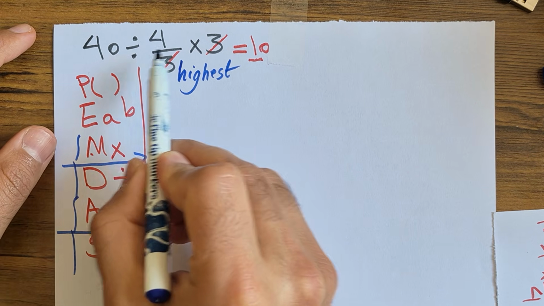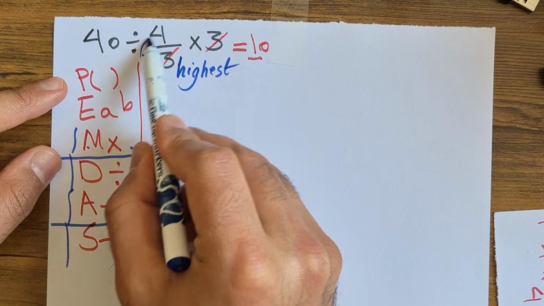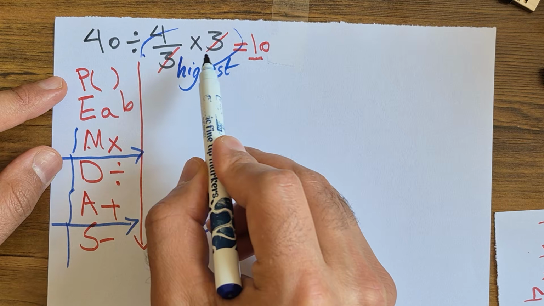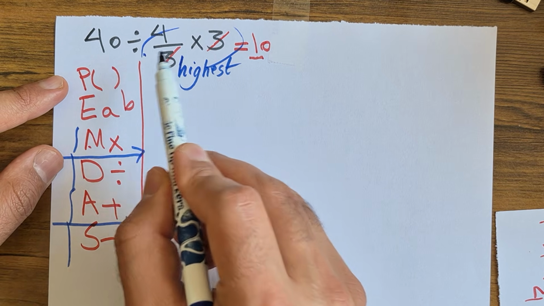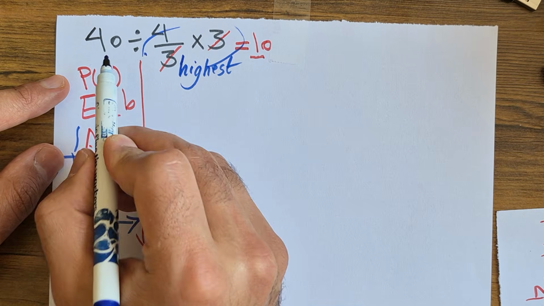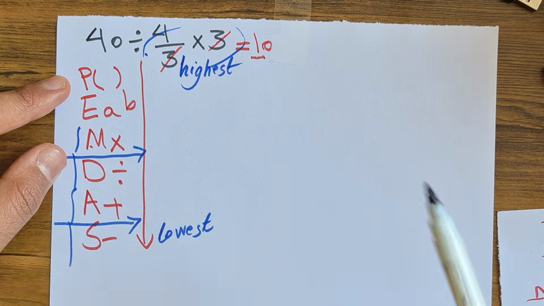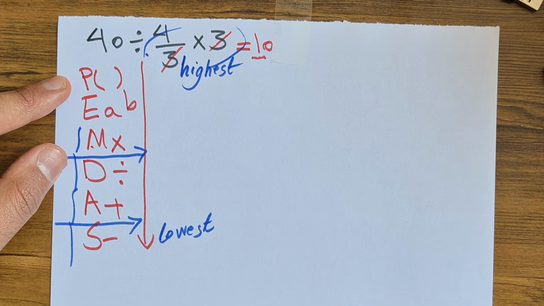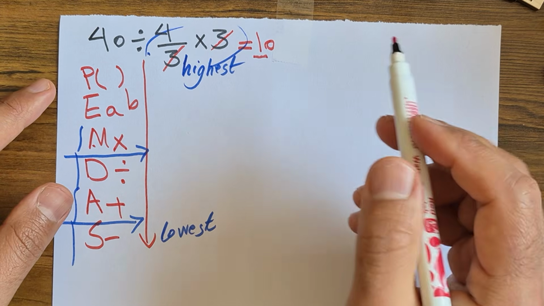So we have a division and a multiplication. You can't do this part at first because we must go from left to right, because division or multiplication doesn't matter, whichever you see at first from the left. So 40 divided by 4/3. Okay, what is the answer? How are you supposed to solve this?